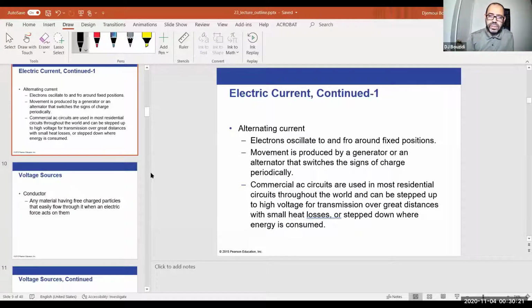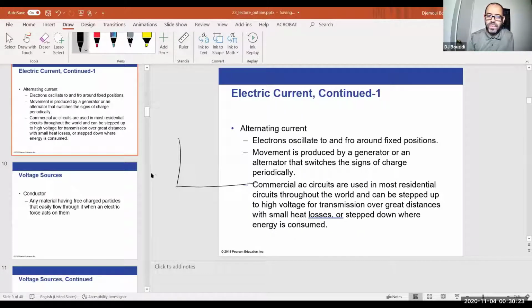So DC current, to go back, this is time. The voltage is more or less constant. Okay. In an AC current, so this is a DC current, direct current. In an AC current, the voltage actually changes periodically. And it goes from a high value to a negative high value. Okay? And it vanishes at some points in here.